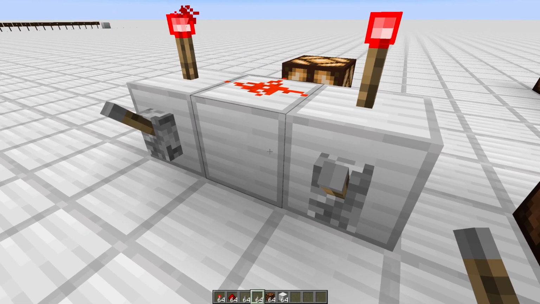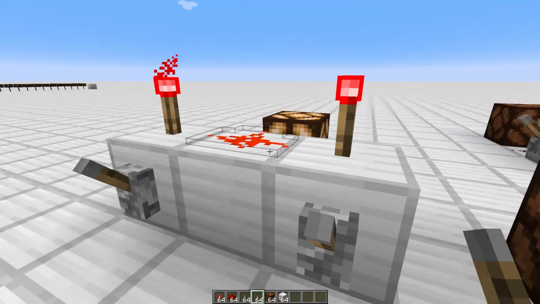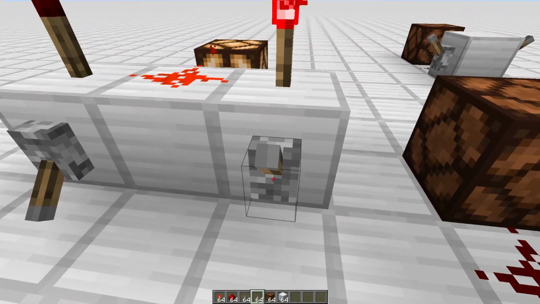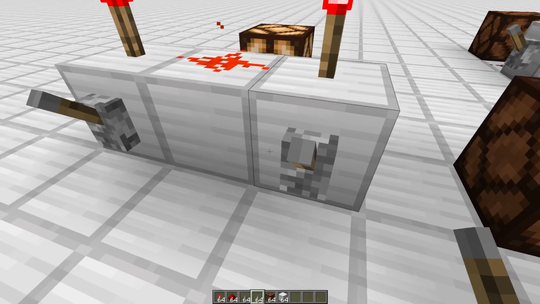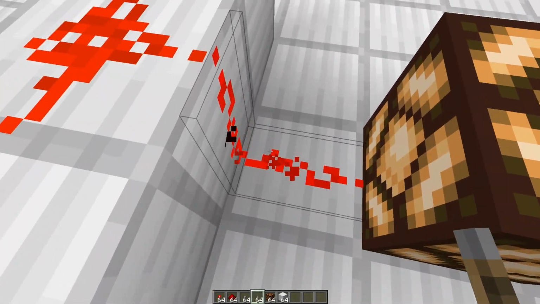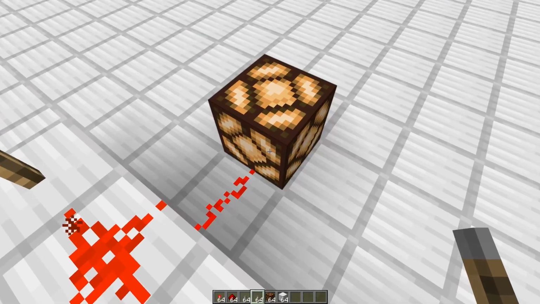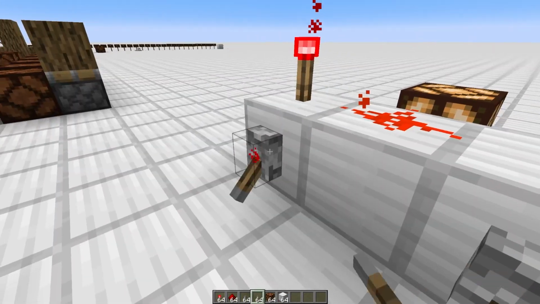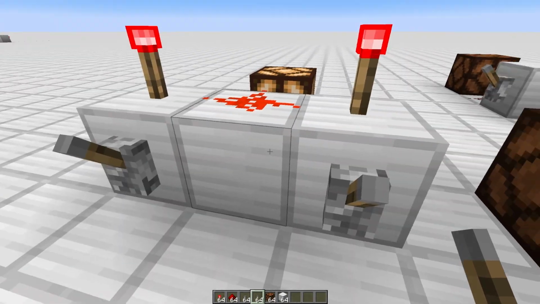So it's a NOT and. Just like the AND gate, where both of them had to be powered in order for it to be on, in this case, both of them have to be powered for it to be off. And this is done by, instead of inverting the signal with another redstone torch, we just take the signal from these two redstone torches directly into our output. So it's a NAND gate.